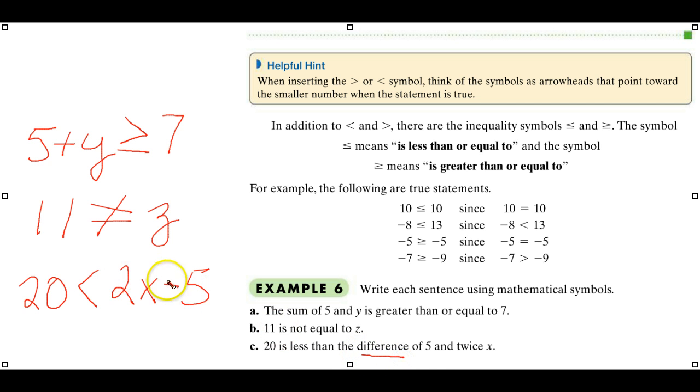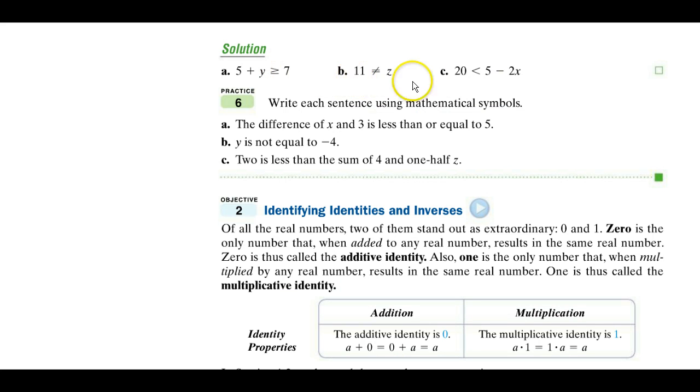So the difference indicates subtraction, the difference of 5 and twice x. So twice x minus 5. Now, in looking at letter C more carefully, here I think order is significant, so I think you would have to write it 5 minus 2x, the difference of 5 and twice x. You'll see in a little while that subtraction is not commutative. You can't just switch these two around. I think that's what they're looking for, and as we look at the solutions, we see it is in that order. If it was addition, it wouldn't make any difference. But subtraction, it does. Okay, that's a little tricky.